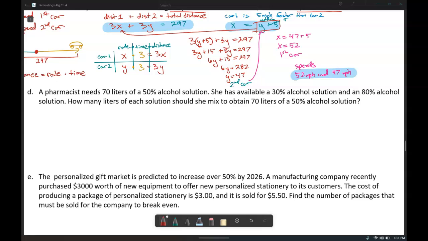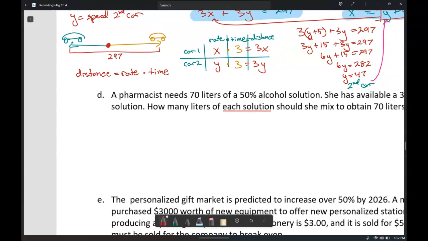But here we have a pharmacist who needs 70 liters of an alcohol solution, and she only has different percentages that she could mix together to get a 50%. And she can't just do half and half of each. That's not how percentages work with our mixtures, so we need to be very specific about the quantities of each one. And so we want to figure out how many liters of each solution she should use in order to get her desired solution of 70 liters. And so right there, that tells us what our variables need to be.